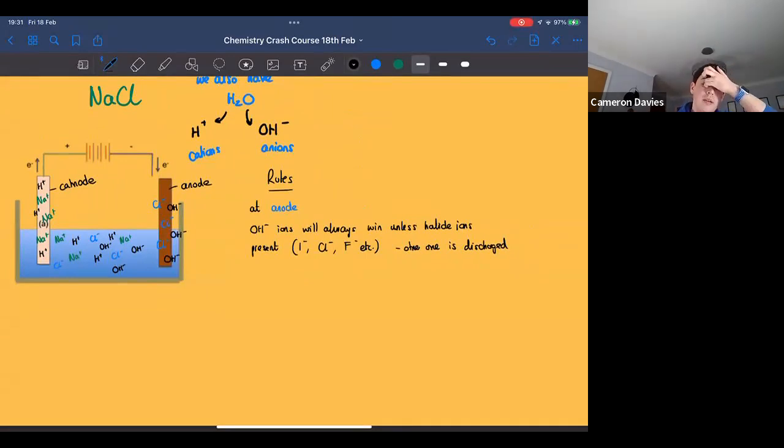Yeah, so a useful acronym that someone just posted is PANIC: positive anode, negative cathode. Actually, I'll write that down up here.